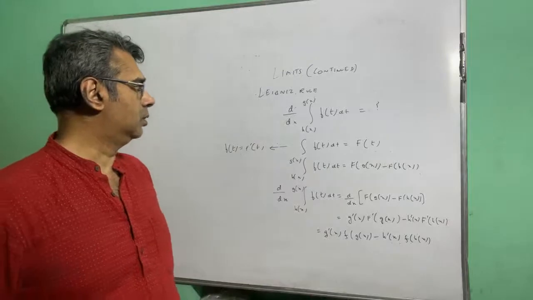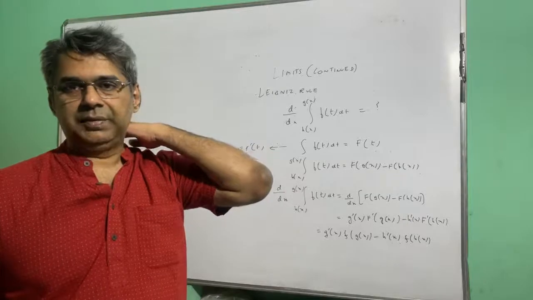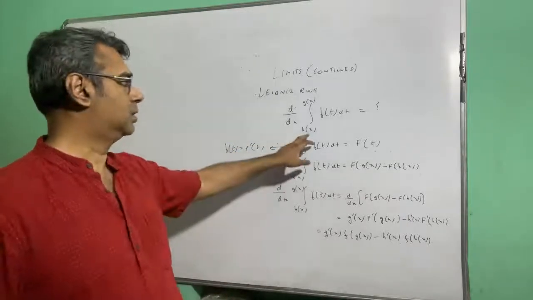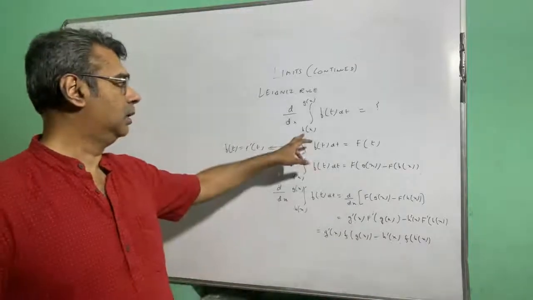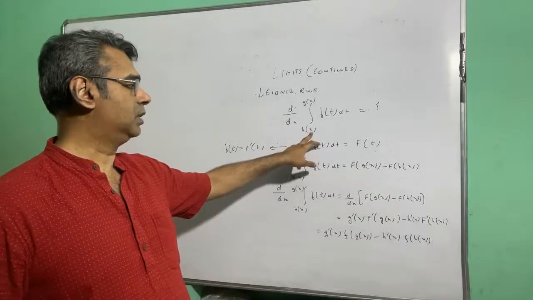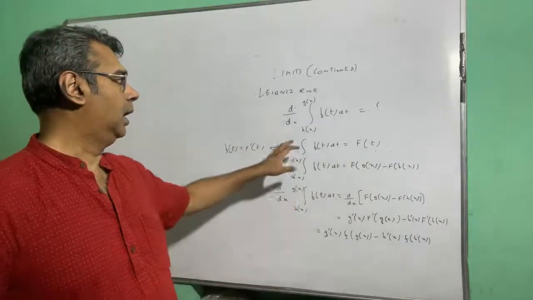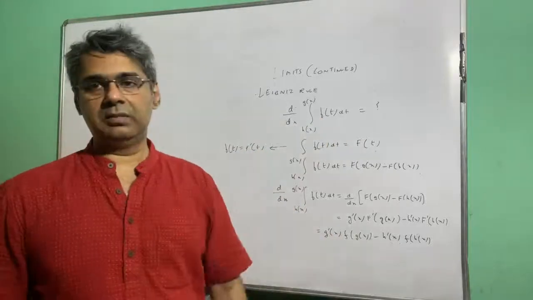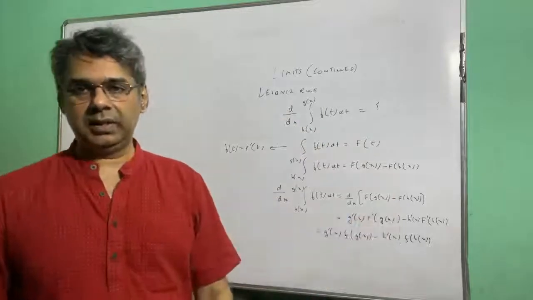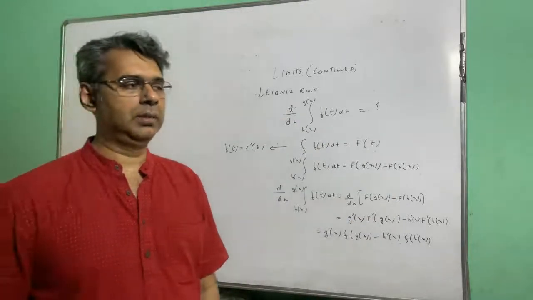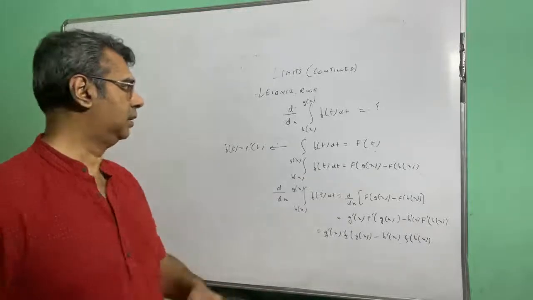Now, what is Leibniz rule? You have a definite integral with variable limits. So the integral of f(t) dt, but the limits of integration are variable. The lower limit is h, a function of x, and the upper limit is g, a function of x. And you want to differentiate this with respect to x. The rule by which you differentiate such an integral is called Leibniz rule. So Leibniz rule is a rule which helps you to differentiate a definite integral.